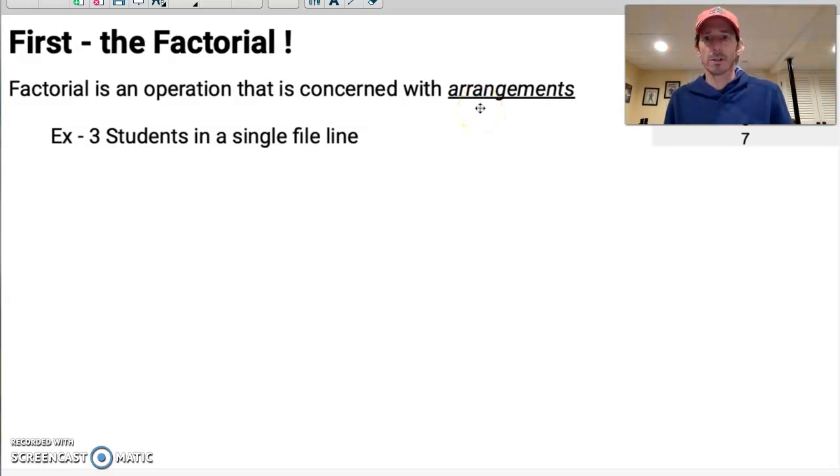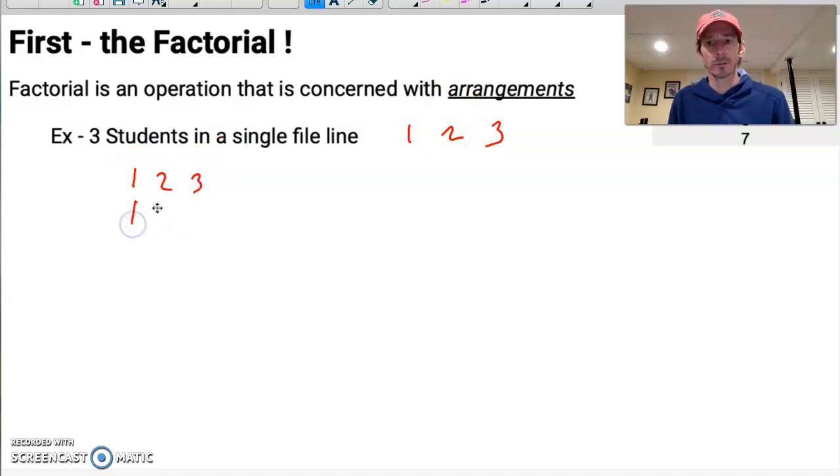So if I have 3 students in a single file line and I want to find out how many different ways they can actually be lined up, I'm just going to do this. I'm going to call my students student 1, 2, and 3. Pretty boring names, but whatever. So 1 could be first in line followed by 2 and 3, but 1 could also be first in line followed by 3 and then 2.